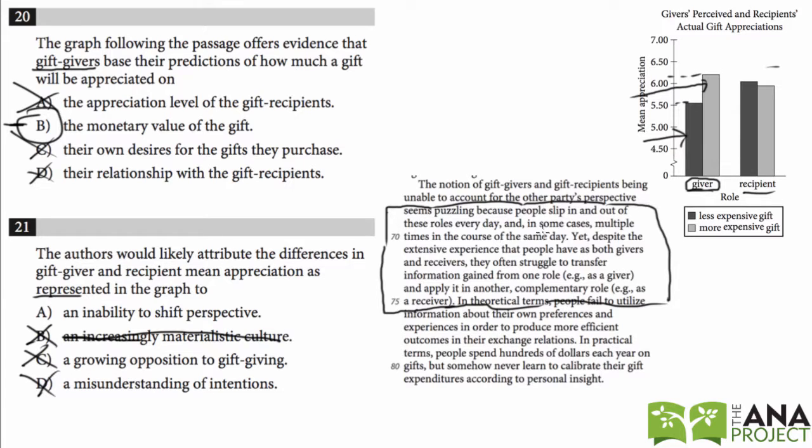It's really right here: despite the extensive experience that people have as both givers and receivers, they often struggle to transfer information gained from one role and apply it in another complementary role. An inability to shift perspective. And that is passage 2.